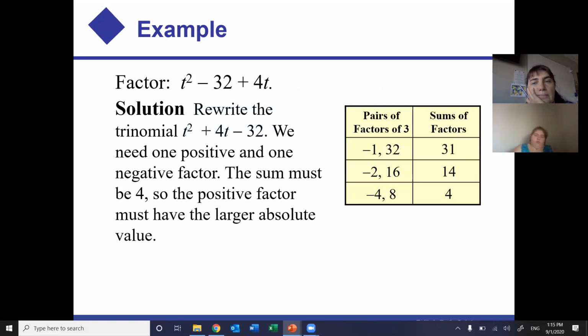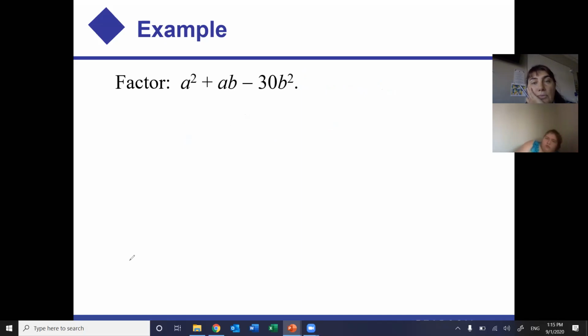Next one. Here are all the pairs, the possible factors. Ooh, more. How many more? Okay. I think this is one of the last ones. Okay. This one is a hard one. Do you remember, Carissa, how to do the ones which had two variables squared? See how it has a squared and b squared?